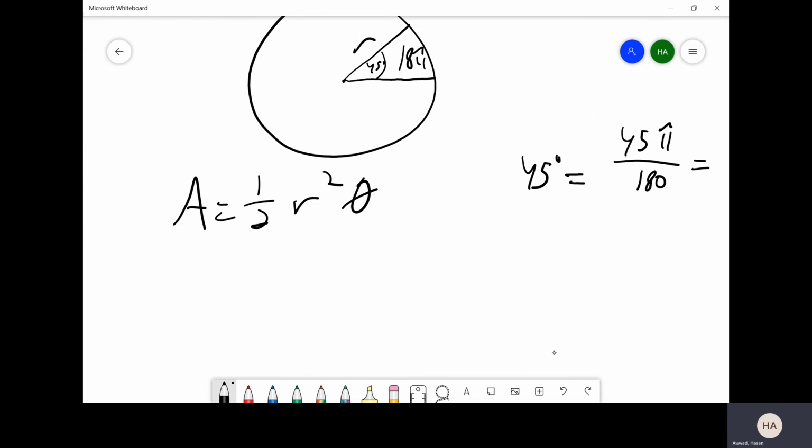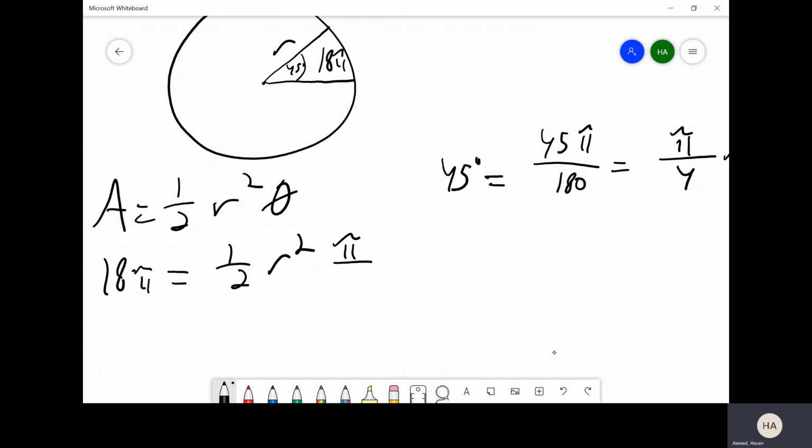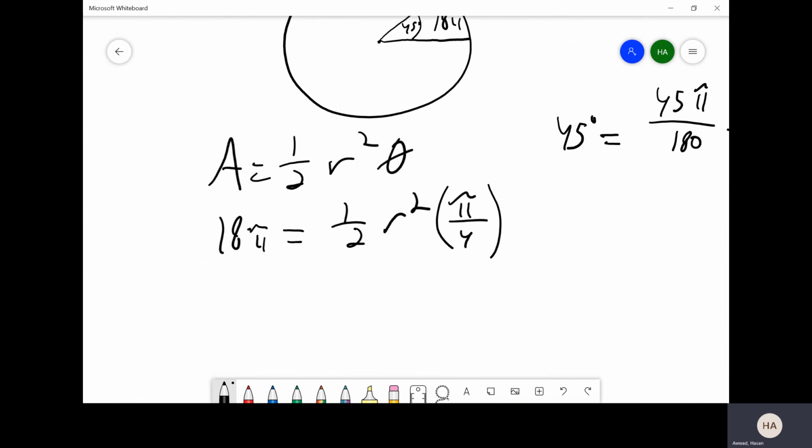So we have A, but A is given to us, right? We were given the area, so that's 18 pi is equal to 1/2 r squared times pi over 4. We don't know what r is, so we just leave it as r squared. We're trying to find the radius. Okay, so now we're trying to figure out what r is, so we're just going to isolate for r. So let's simplify the right-hand side first. So we have 18 pi is equal to pi over 4 times 1/2, which is the same thing as pi over 8, and we have this r squared.